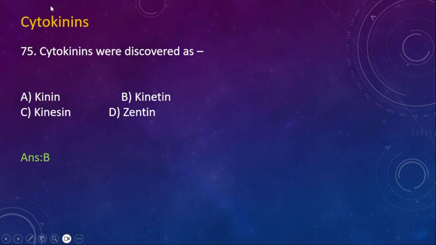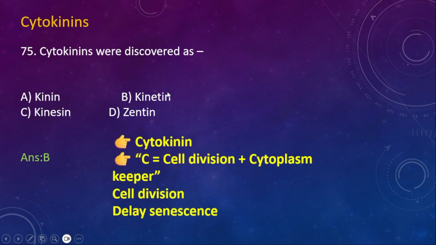Next comes the cytokinins. 75. Cytokinins were discovered as A. Kinin, B. Kinetin, C. Kinesin, and then D. Xanthine. So it was discovered in the form of kinetin. Cytokinin: cyto means cell division, plus kinin. It is helpful for cell division and for delaying senescence.